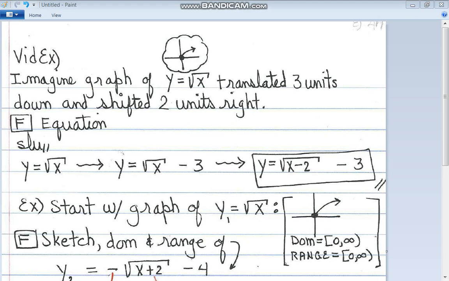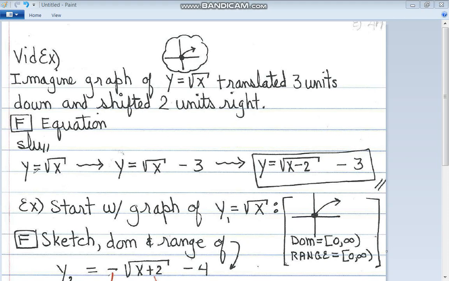Imagine that you have a graph, y equals the square root of x, which we know looks like the picture in the cloud, and it's translated 3 units down and shifted 2 units to the right. So you're looking at this graph, you go, wow, it looks like this basic graph, but it's been moved 3 units down and moved 2 units to the right. What is the equation for this?